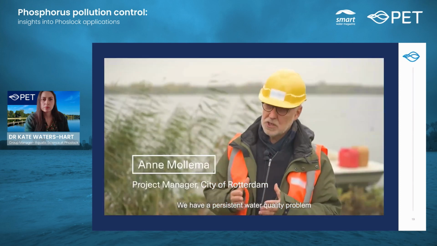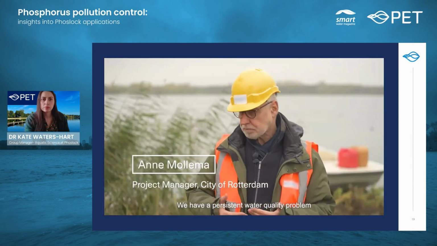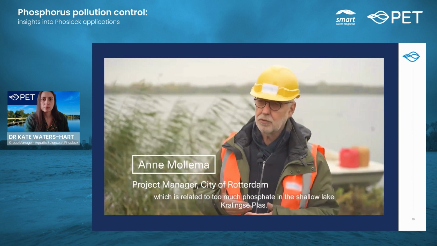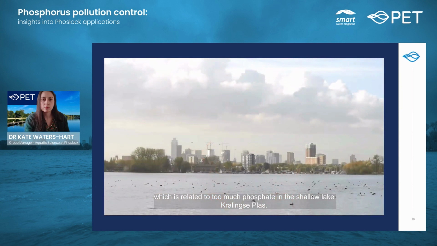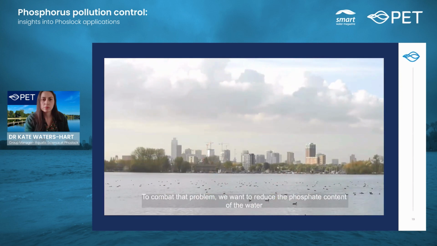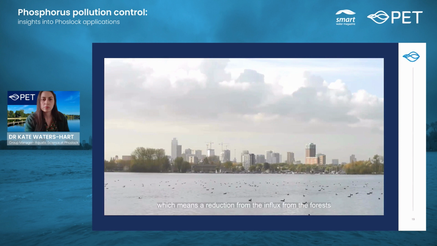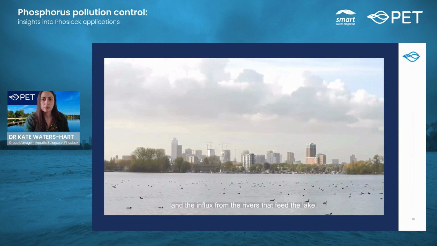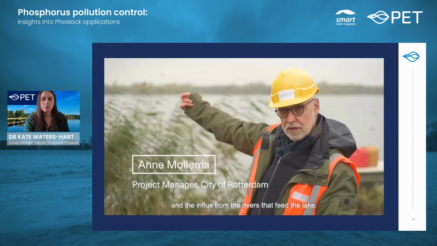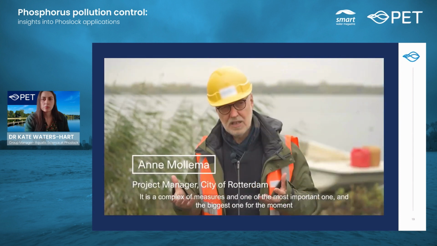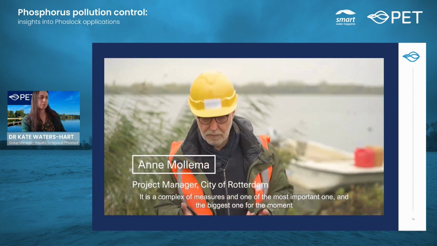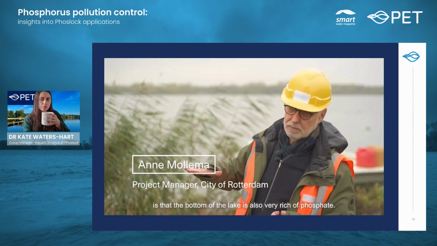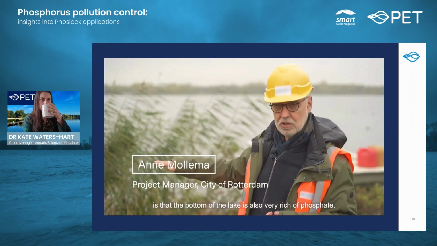We have a persistent water quality problem, which is related to too much phosphate in the shallow Kralingse Plas. To combat that problem, we want to reduce the phosphate content of the water, which means a reduction from the influx from the forest and the influx from the rivers that feed the lake. It is a complex of measures, and one of the most important ones and the biggest one for the moment is that the bottom of the lake is also very rich in phosphate.